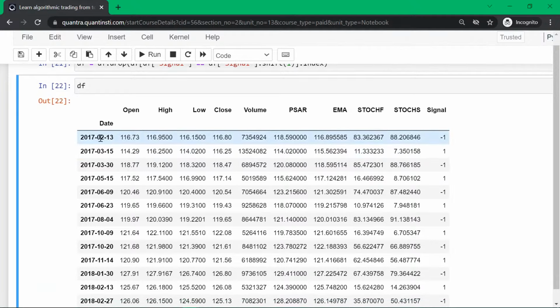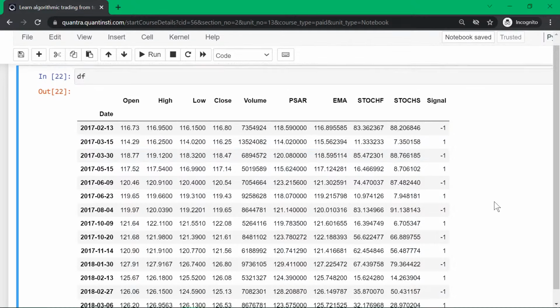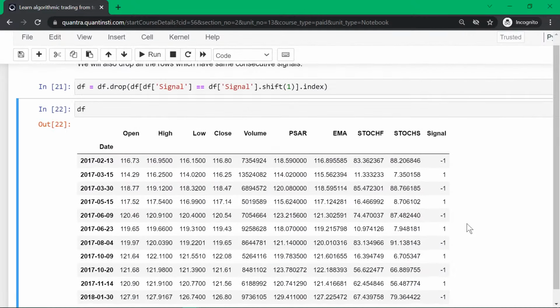So on 13th of February, we have got a short signal. So -1 indicates short signals. So our algorithm is asking us to sell. And let's say we have taken a short position here. Again, probably after a month, on March 15th, our algorithm asked us to take a buy position. So we are going to close the position we are holding. And after 15 days, again, we got a short position. Like that, you can see there are buy and sell positions generated by the trading rules we define.